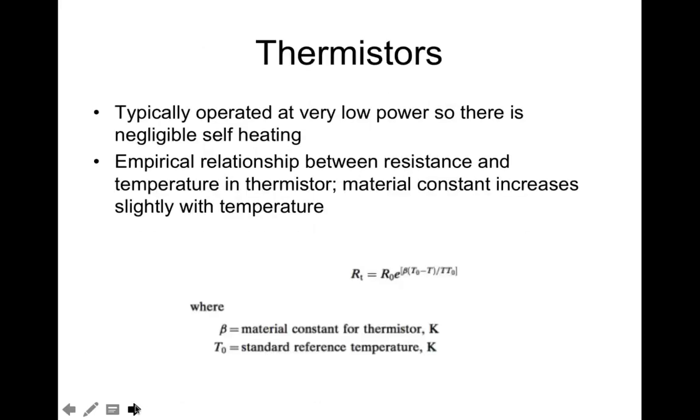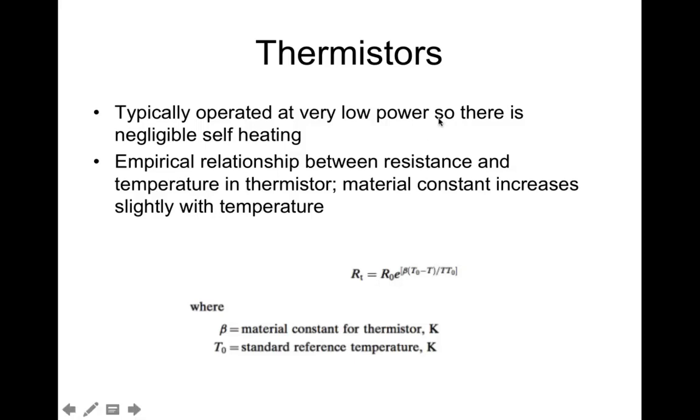Thermistors are just a different way of making a temperature measurement. They're typically operated at very low power so that you have negligible self-heating. If you operate them at high power, then the I squared R heating coming from the current will self-heat the device, so it interferes with its own measurement.